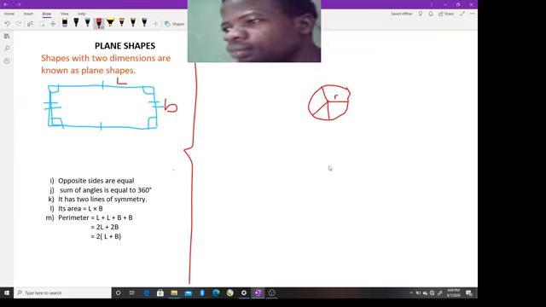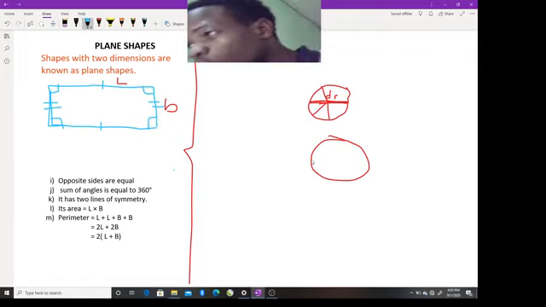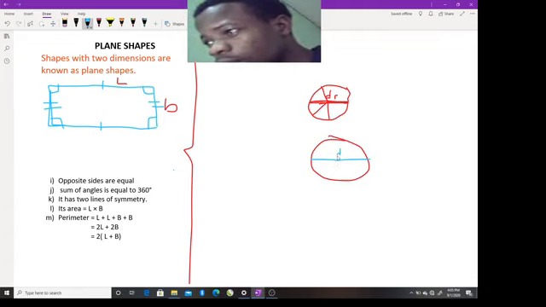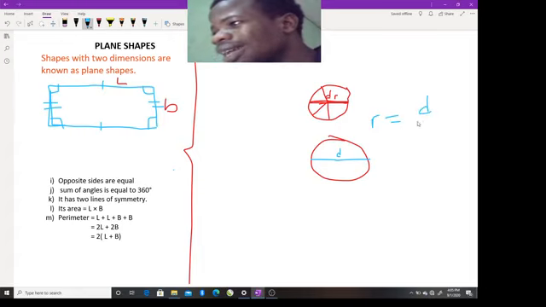But if you're having a line cutting the whole circle into 2 equal halves, it is known as the diameter. It is known as what? Diameter. Okay, let me indicate with another one. We have this, and this is drawn to cut the circle. It must cut the circle into 2 equal halves before you can call it a diameter. This is diameter. And the radius is equal to your diameter over 2. Radius is half of diameter.